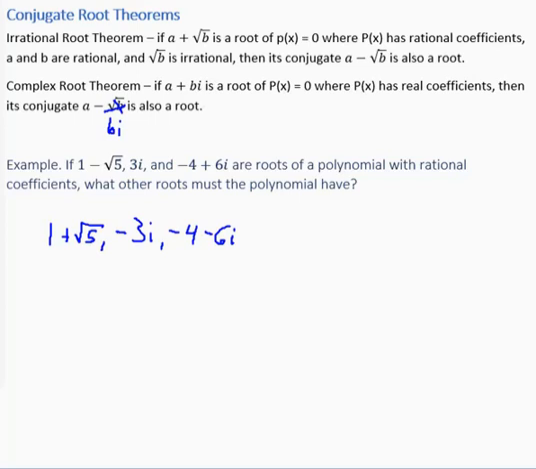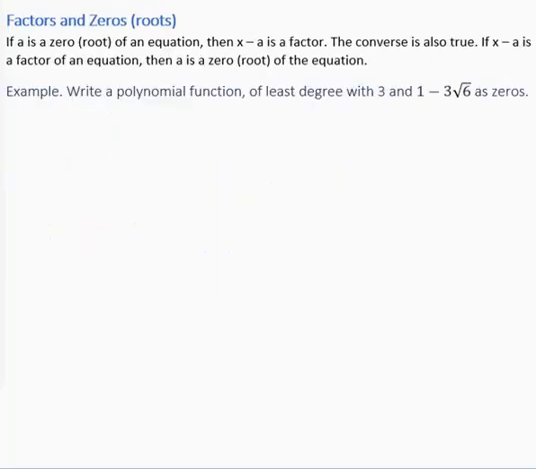so if an irrational number in the form a plus root b or an imaginary number is a root, then their conjugates will also be roots. If a is a 0 of an equation, then x minus a is a factor, and the converse is also true. So we can actually write polynomial functions if we know some of the zeros.